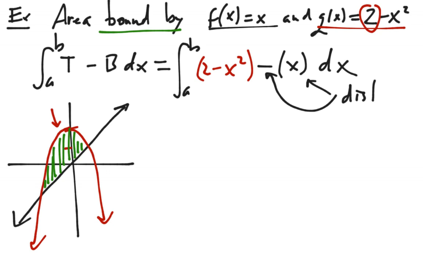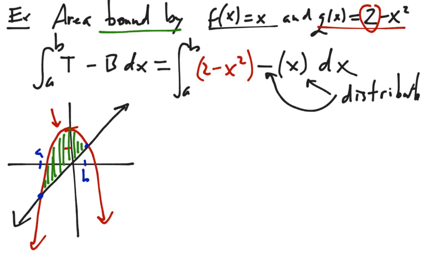Distribute the negative. So always put parentheses there. It will help you remember to do that. Well, the nice thing about this is we're almost done setting up the integral. The last thing that we need to do is figure out the intersection points in order to determine the limits a and b for the integral. So think for a second about how to do that.